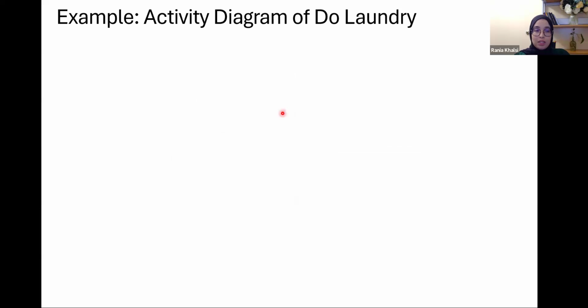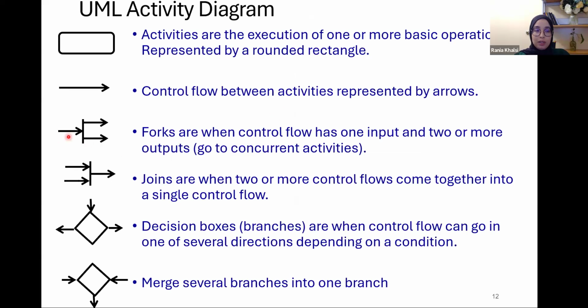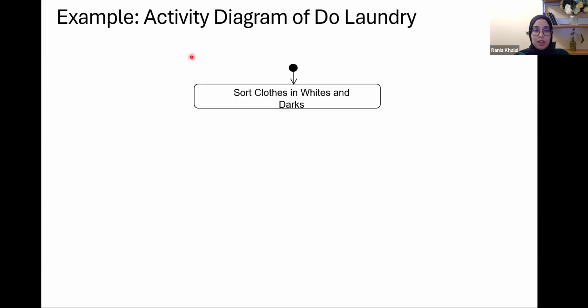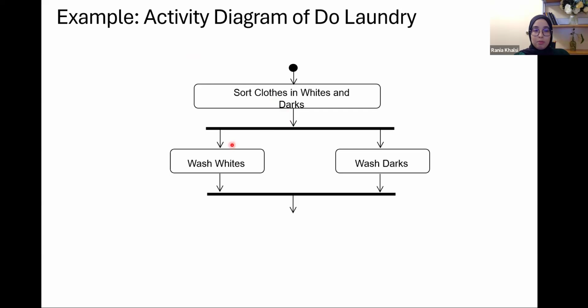You see this here. You have only one input and multiple outputs. So we start with the fork. Here you have one input and multiple outputs, two in this case. So this is a fork. These two, wash white and wash dark, are going to run in parallel.